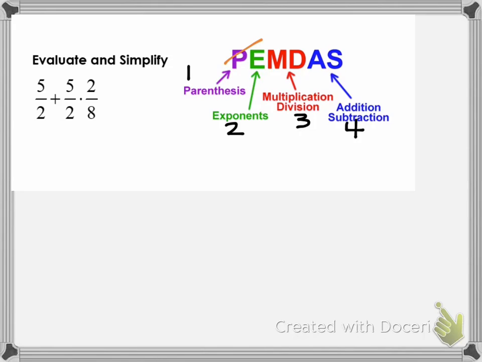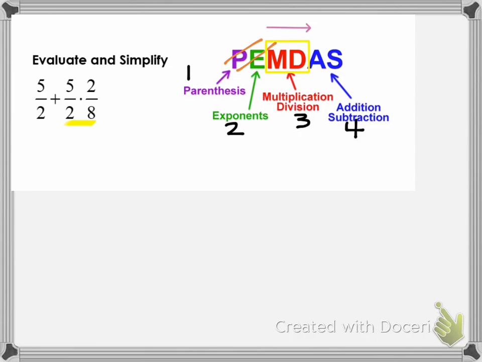We don't have any parentheses, so I can cross off step 1, and we don't have any exponent, so I can cross off step 2. When I look at my expression, I have an addition sign and a multiplication sign. So that brings me to step 3, multiplication and division. And I work those in order from left to right. But since the only one I see is multiplication, I'm going to do that one first.